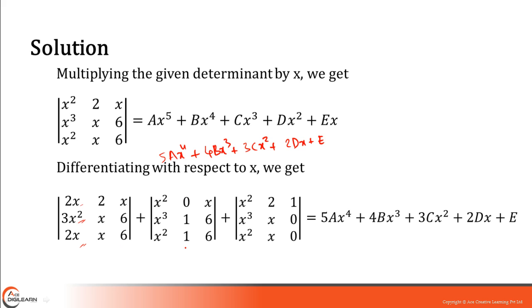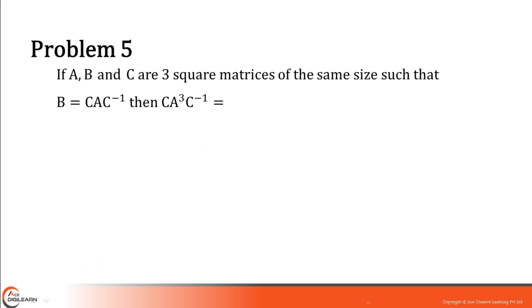Next, differentiating the second column, keeping the first and third as they are, and at last differentiating the last column, keeping the first two as they are, we get this step. By substituting now x equals 1, we get 5a plus 4b plus 3c plus 2d plus e equals minus 11. Let us see the next question. If A, B, C are three square matrices of the same order such that B equals C A C inverse, then C A cube C inverse is.